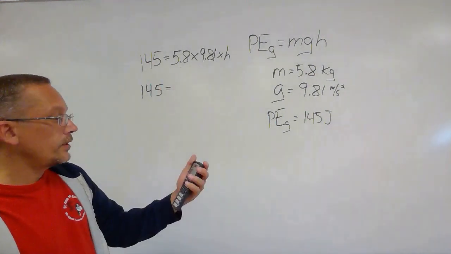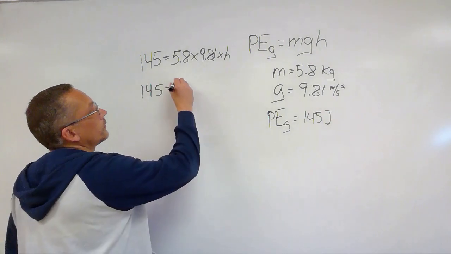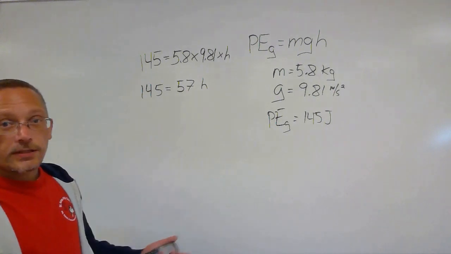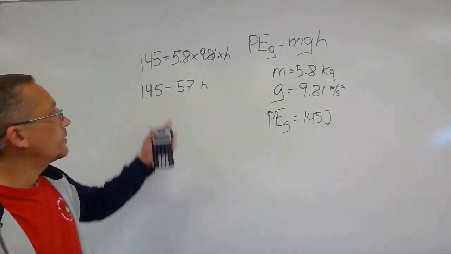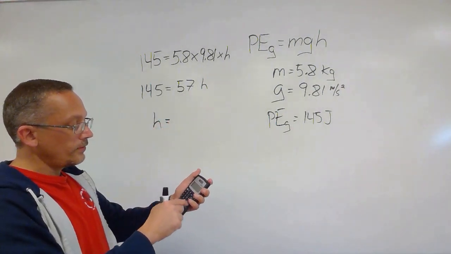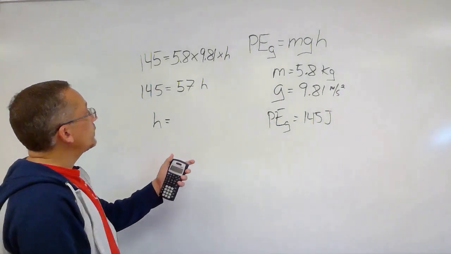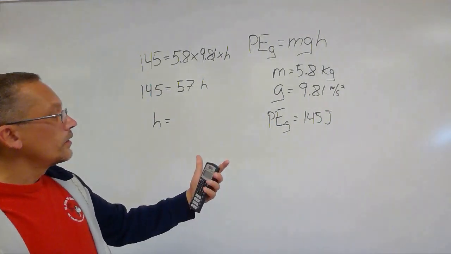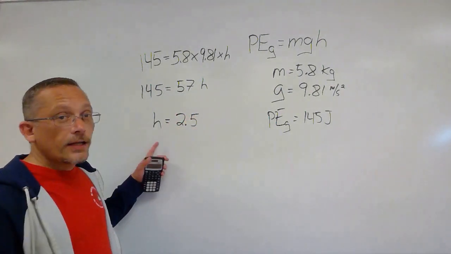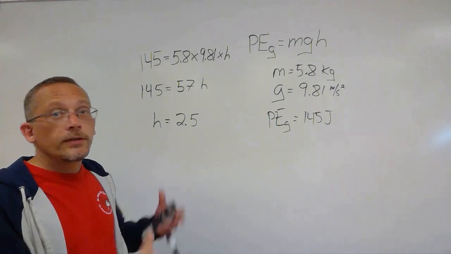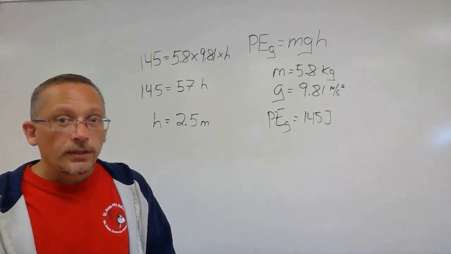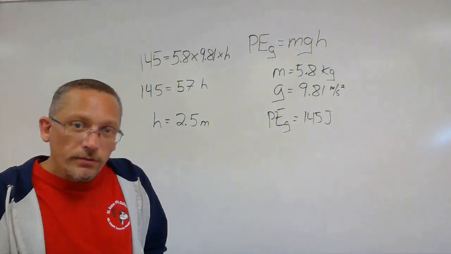With two significant digits, it's 57. And I'm going to bring down that h. To solve the equation, all I have to do is divide both sides by 57. So the height is 145 divided by 57, which, with two significant digits, is 2.5. A height is measured with the units of meters. The question said, how high is the shelf? It is 2.5 meters high, which is a reasonable height for a shelf.